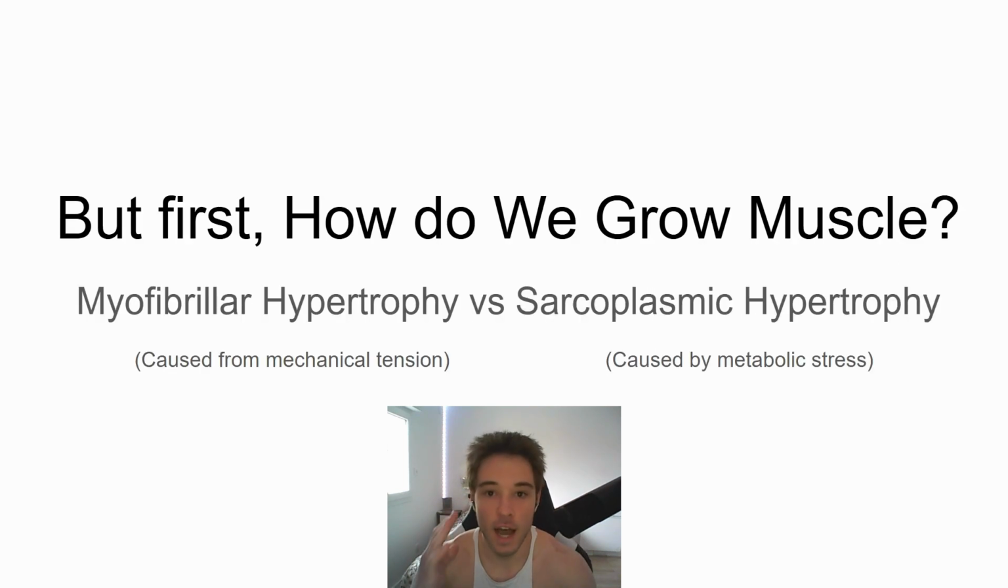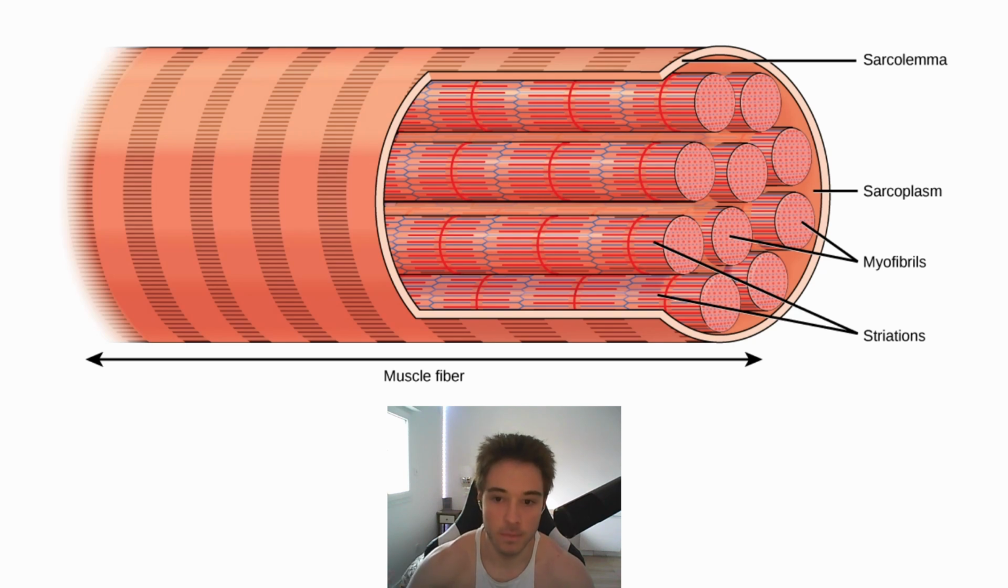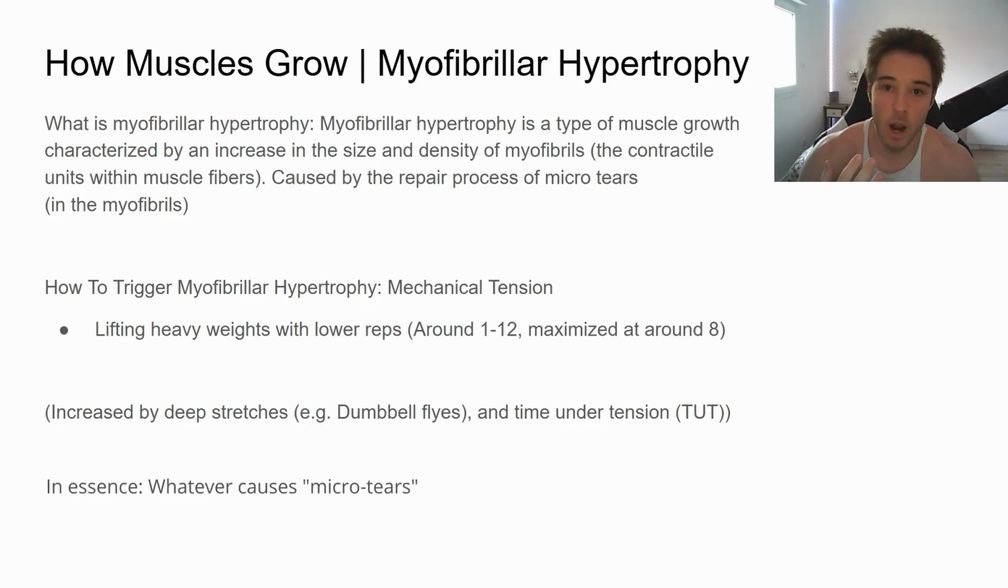But first, let's understand, how do we grow muscles? There's two ways of growing muscles. First is myofibular hypertrophy, and the other is sarcoplasmic hypertrophy. The first one is achieved through mechanical tension, and the other through metabolic stress. So here we have a diagram of a muscle fiber, and you see those glizzy looking things? Those are the myofibrils. Those are the part of the muscles that actually contract and make the muscles move. And the shit they're encased around is the sarcoplasm, which is the liquid part of the cell, which contains glycogen and water.